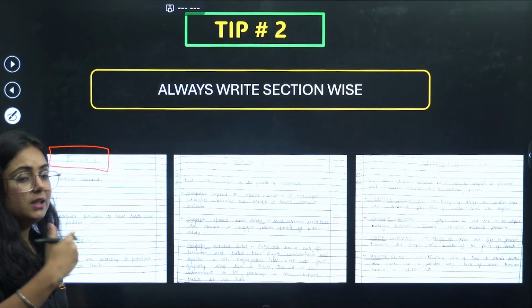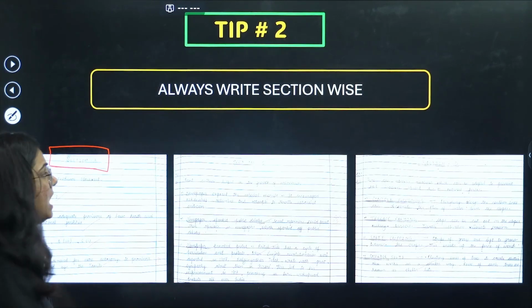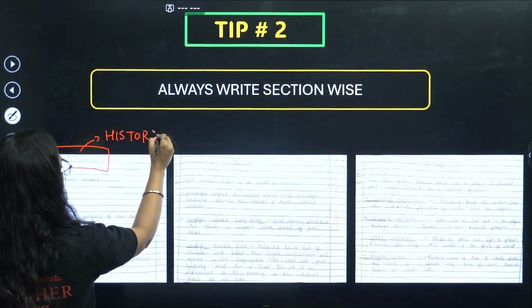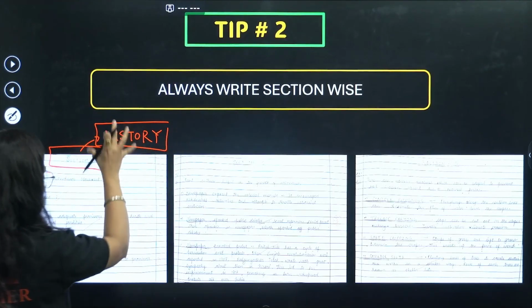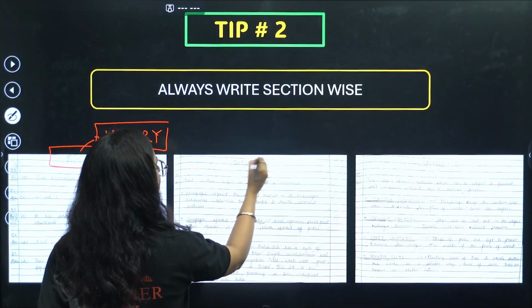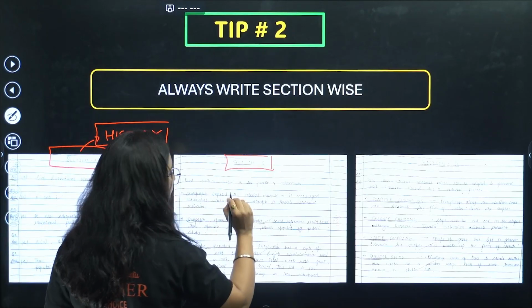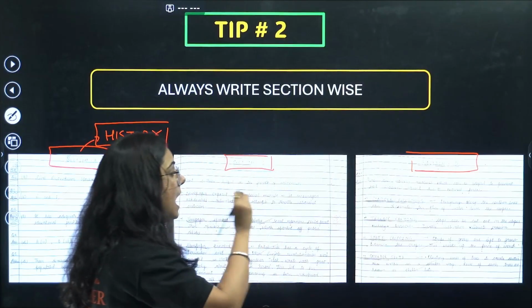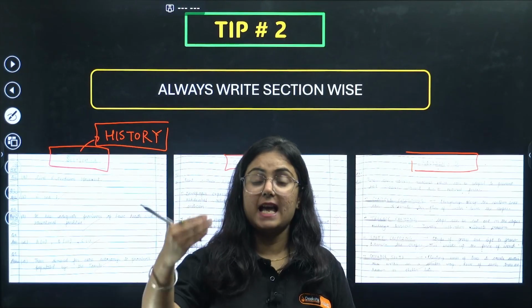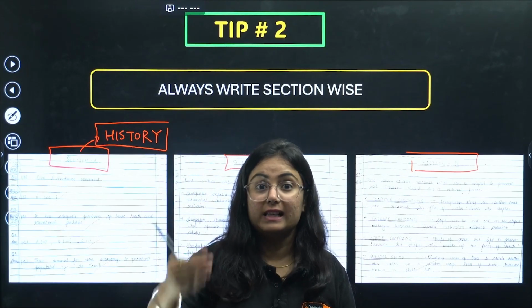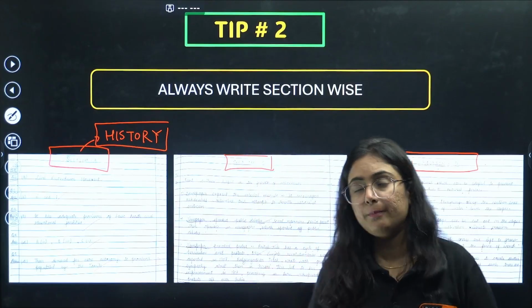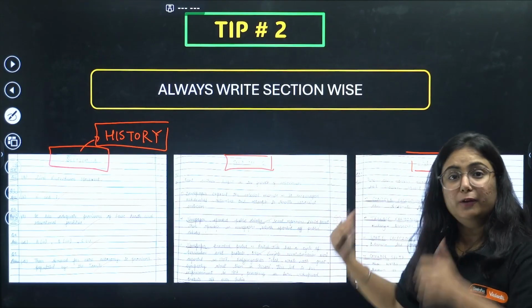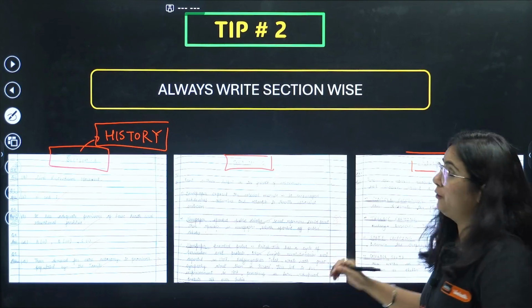However, this year the paper pattern has been changed. Section A will be for history, so you need to write section A, attempt it fully, then move to the next one, that is section B. Always write the heading of the section and underline it, so that the examiner can see at one glance what you have attempted. So this needs to be followed. Do not mix up the questions of different sections. Be careful about that.